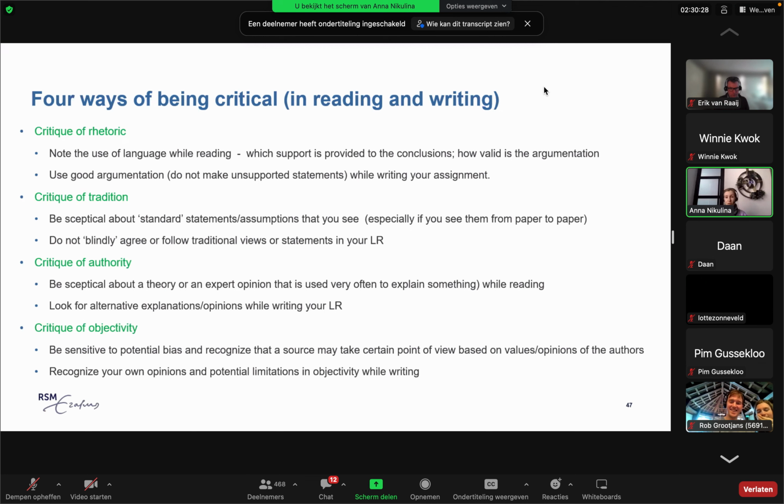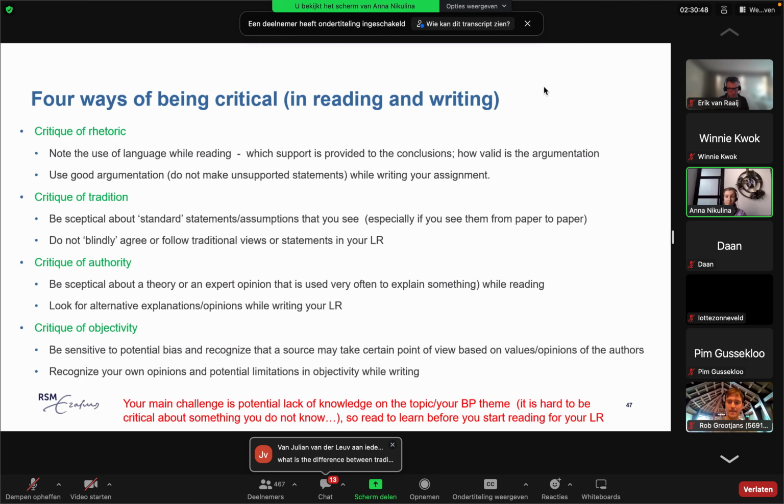And as a researcher, recognize that you may also have certain opinions about a topic, and think about how you can deal with them to be sure that this is not making your research lean towards your opinion too strongly. How can you stay objective? Yeah, so these are 4 ways of being critical when you read, and they translate directly into being critical when you write.